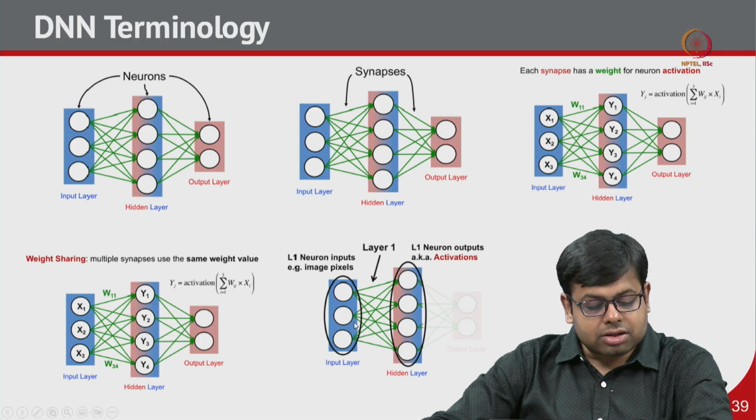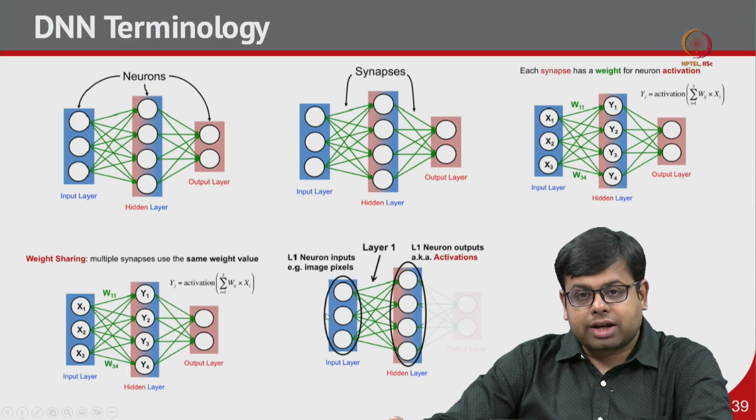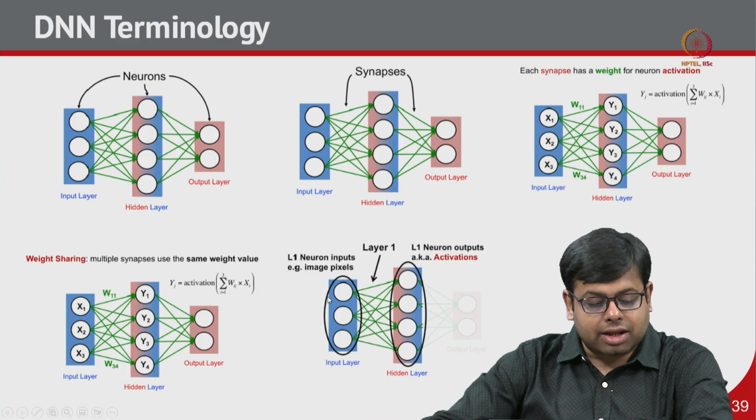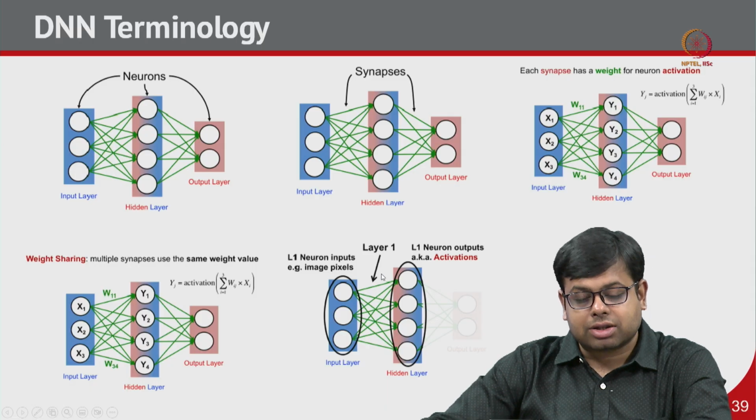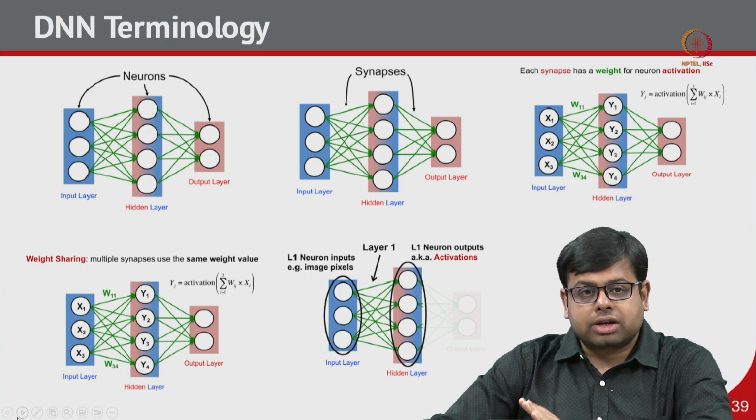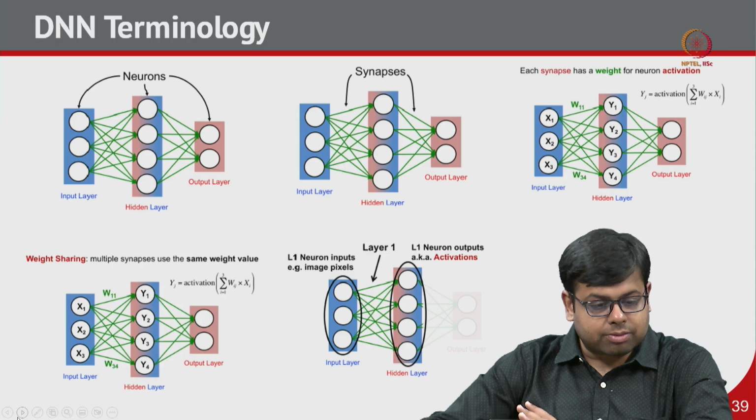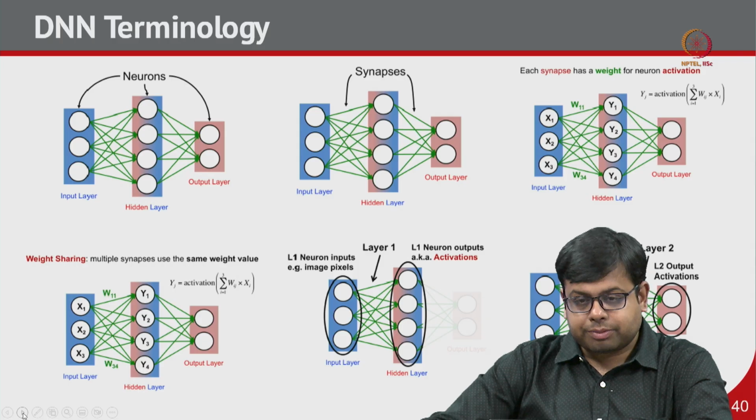We call these neurons the L1 neuron inputs, right. It can be image pixels. Let us say we provide an image to the neural network, then these L1 neuron inputs can be the image pixels, right. And then we have this layer 1. After this layer 1 we will have the L1 neuron outputs. We typically call these outputs activations, right. So these are the common DNN terminology which is being used. We will use this terminology again and again for the entire course, right.